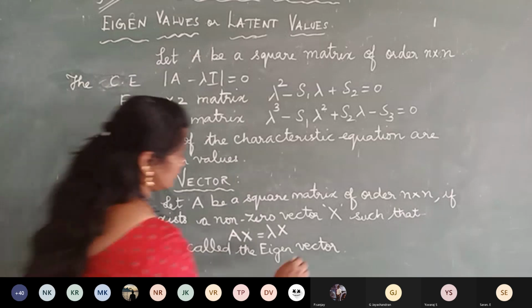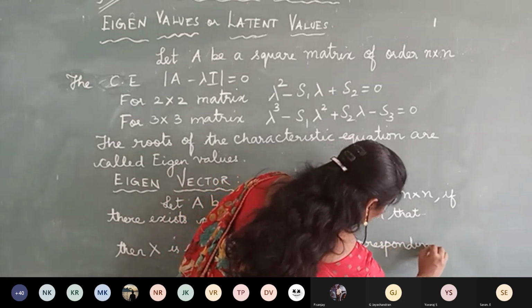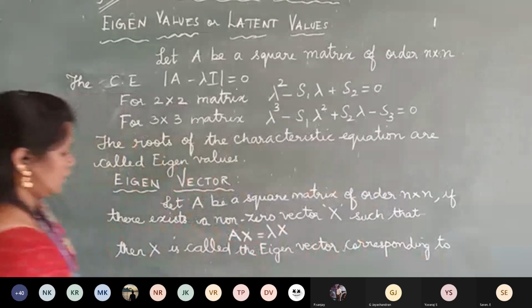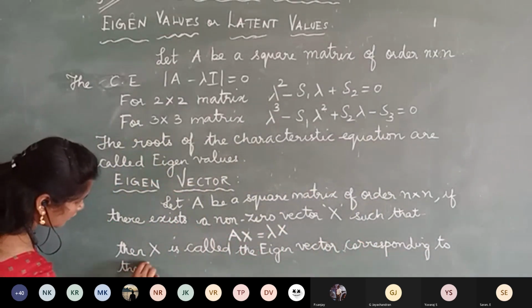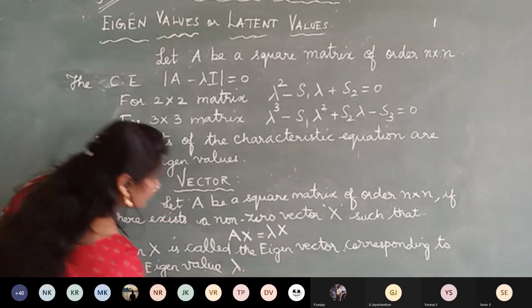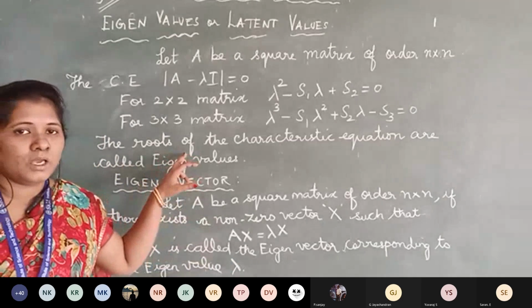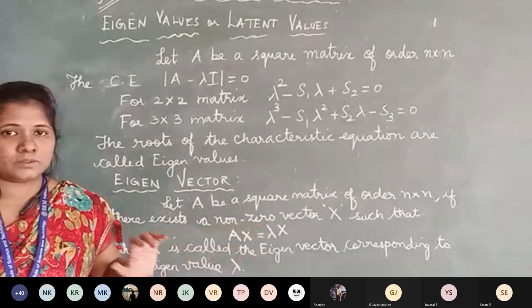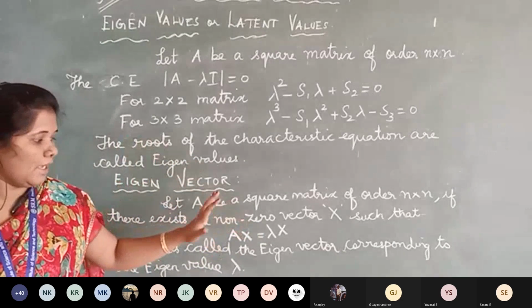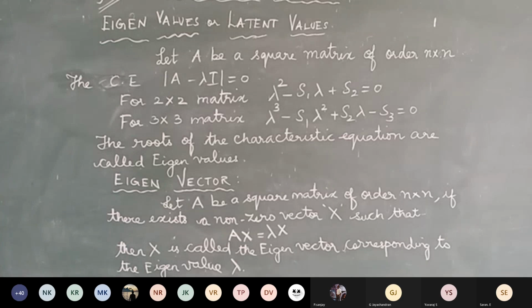Corresponding to the eigenvalue lambda. This lambda is your eigenvalue, that is what you will be finding out. After finding out that lambda value, you will substitute it in this non-zero vector x. Whatever value you've got, you substitute it here and get your eigenvector. That's all. So we will do problems related with this: find out your eigenvalue and eigenvector.